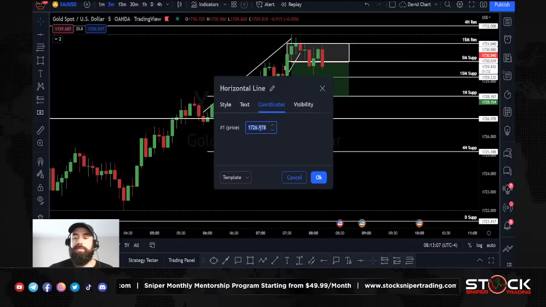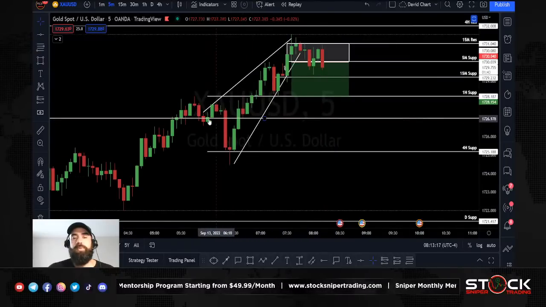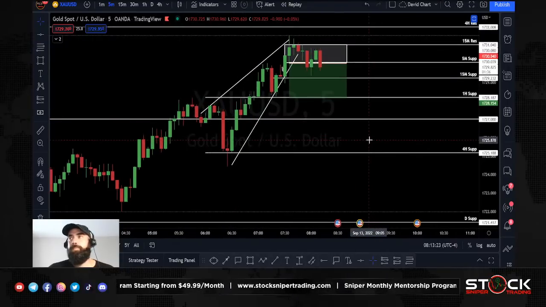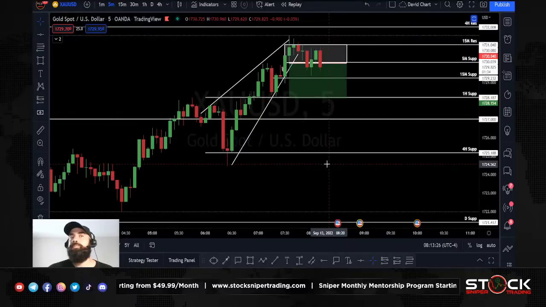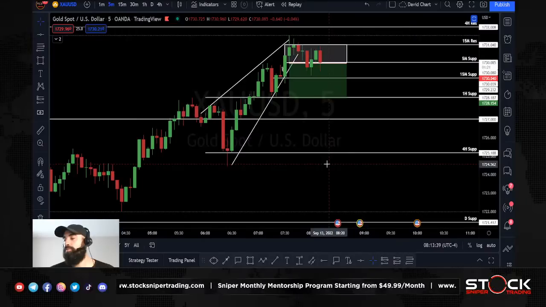Market key level here, 1727. You can see here it's holding support, nice resistance level, a lot of consolidation around this key level right here. Okay, so a lot of, see what I mean? Head fake, head fake, head fake.